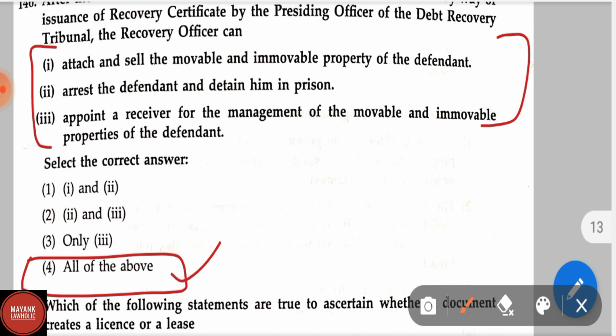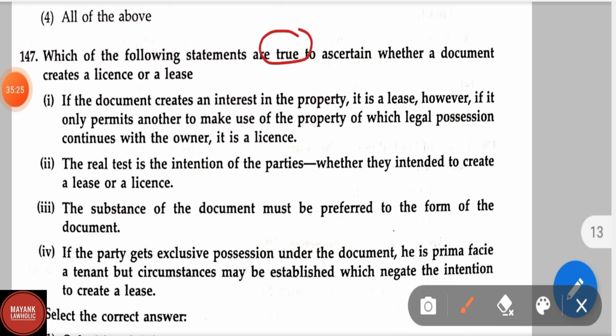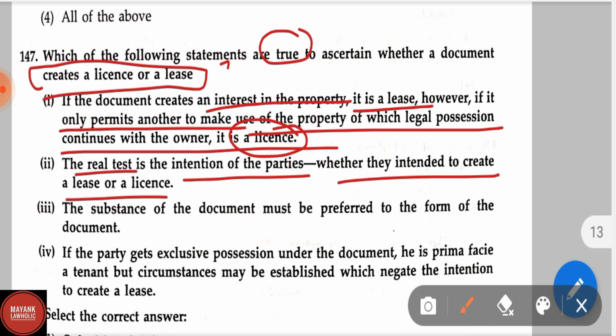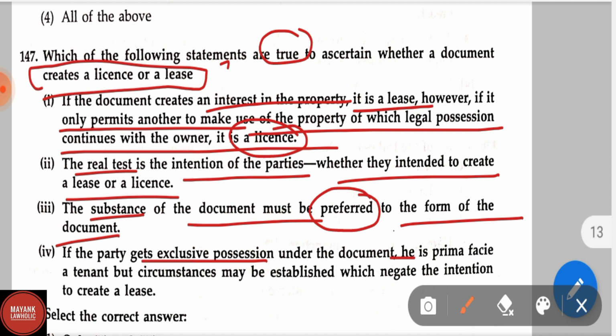Now let us see question number 147. Which of the following statements are true to ascertain whether a document creates a license or a lease? Option 1, if a document creates an interest in the property, it is a lease; however, if it only permits another to make use of property of which legal possession continues with the owner, it is a license. Option 2, the real test is the intention of the parties, whether they intended to create a lease or a license. Option 3, the substance of a document must be preferred to the form of the document. And option 4, if the party gets exclusive possession under the document, he is prima facie a tenant, but circumstances may be established which negate the intention to create a lease.